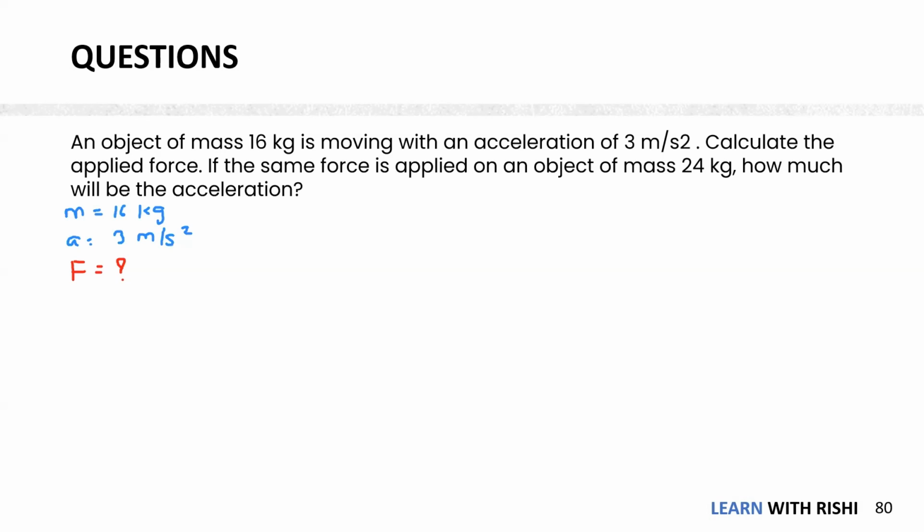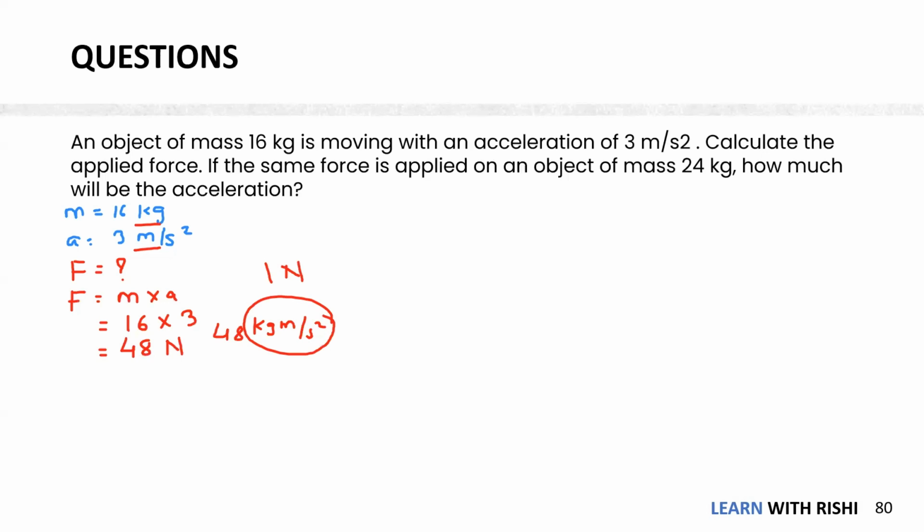So what is our formula? Force is equal to mass into acceleration. So your mass is 16 and acceleration is 3. So 16 3s are 48. And what will be the unit? It will be Newton, because mass and acceleration are in SI system, kilogram meter per second square. You can write 48 kilogram meter per second square also, but this is nothing but 1 Newton. So 48 Newton.